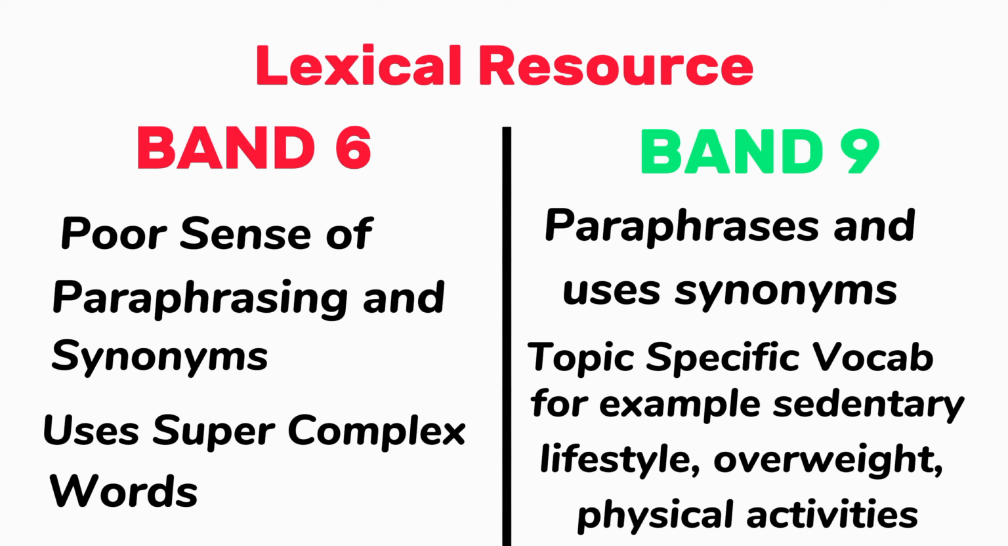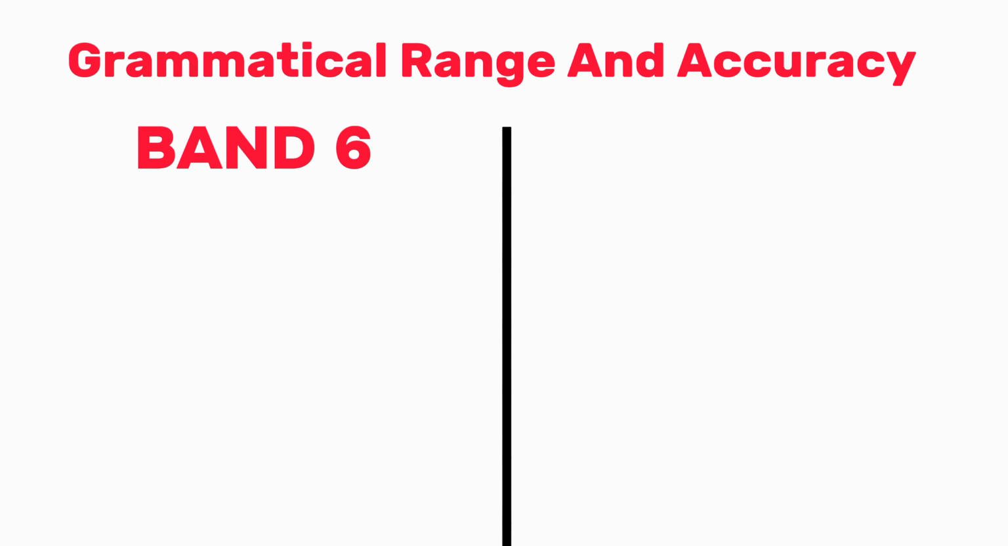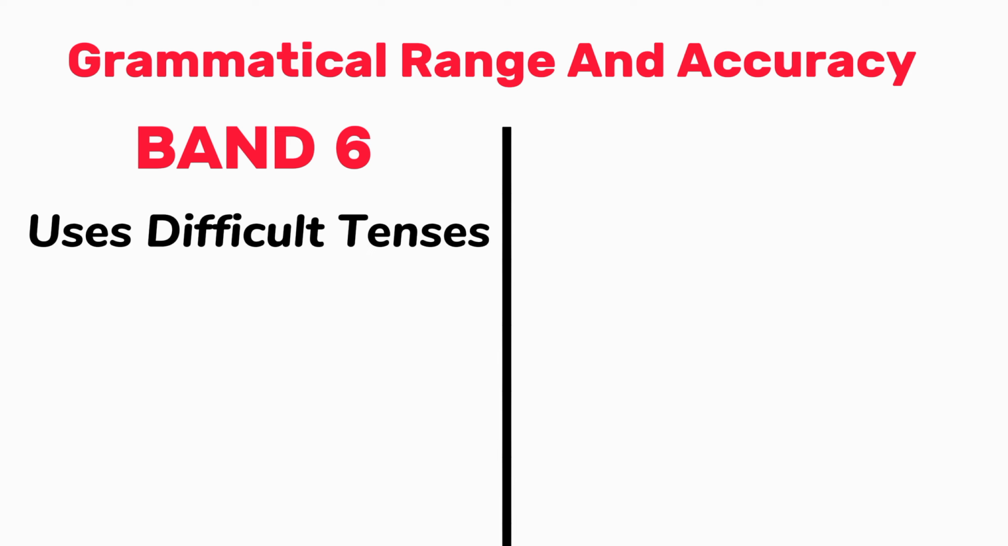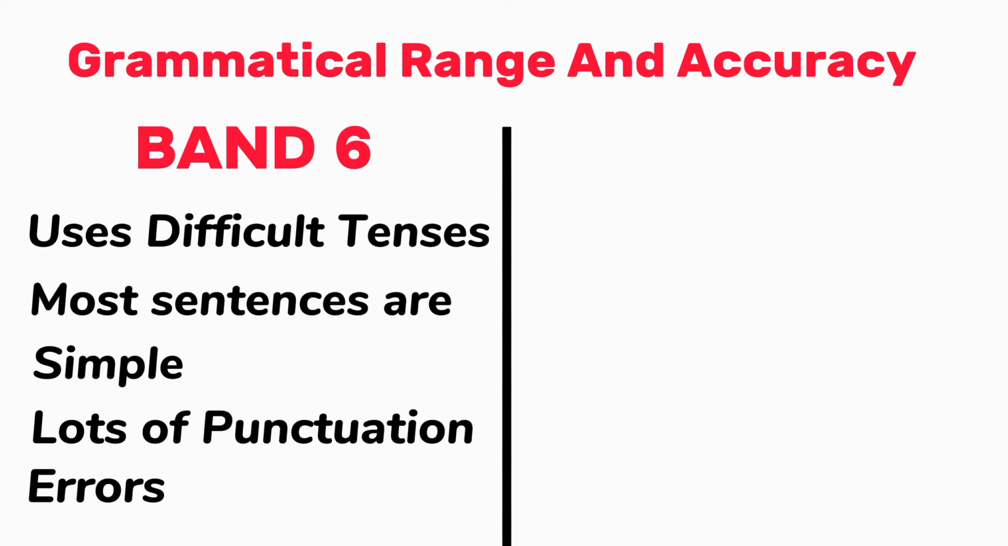Finally comes the grammatical range and accuracy section. A band 6 student here tries to impress the examiner by using difficult tenses like present perfect continuous and past perfect continuous. These tenses are more difficult than any other tense and I would advise you not to use them. Additionally, a band 6 student uses simple sentences, and 70% or 80% of his sentences are simple. He doesn't use many complex or compound sentences. He also makes lots of punctuation errors, like with commas and full stops.